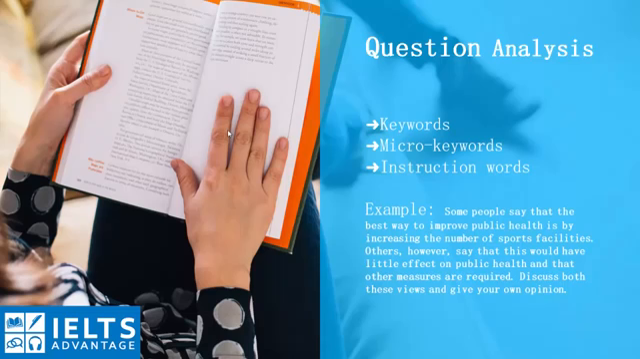Now the instruction words are: discuss both these views and give your own opinion. So if we only discuss one of these views, we haven't really answered the question correctly. If we discuss both views and we don't give our opinion, we haven't answered the question correctly. So we have to do exactly what the instruction words ask us to do. And there are about 5 different types of IELTS questions with different types of instruction words. So it's very important that you read it and think about it carefully.